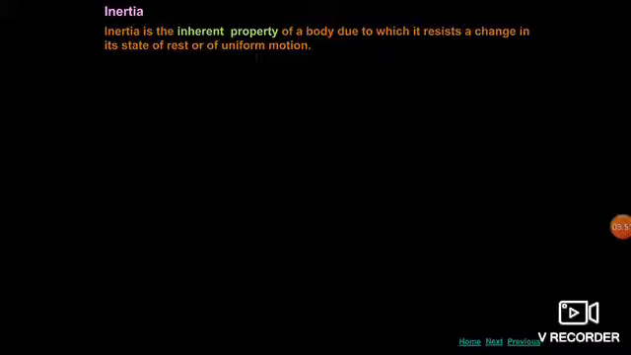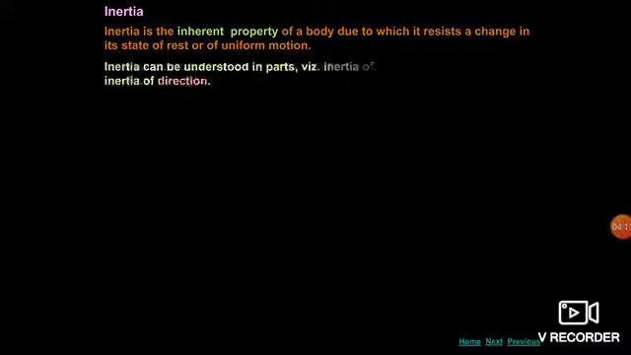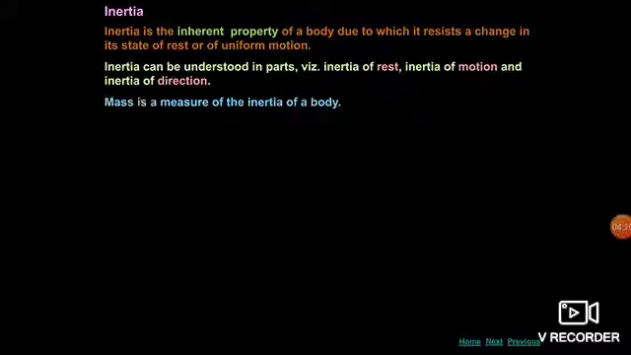Whatever state it achieves, it wants to be in the same state. It means if it is in motion, it wants to stay in motion. If it is at rest, it wants to stay at rest. Similarly, if the body is moving in a particular direction, it wants to move in that particular direction. It will oppose a change of direction also. Now inertia can be understood in parts, for example, inertia of rest, inertia of motion and inertia of direction.